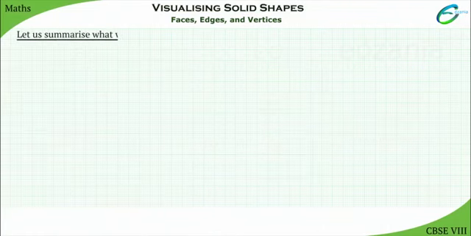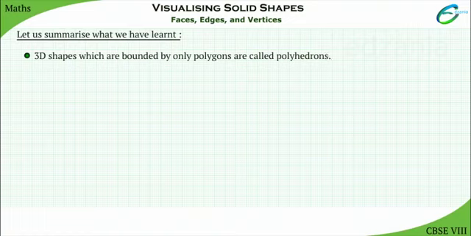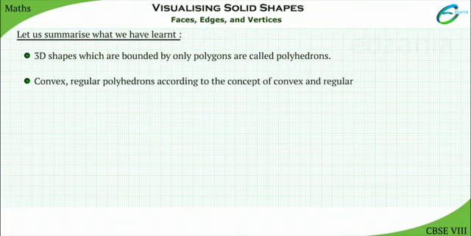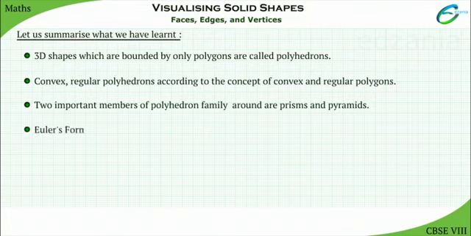Let us summarize what we have learned. 3D shapes which are bounded by only polygons are called polyhedrons. Convex and regular polyhedrons are defined according to the concept of convex and regular polygons. Two important members of the polyhedron family are prisms and pyramids. Euler's formula: F plus V is equal to E plus 2.